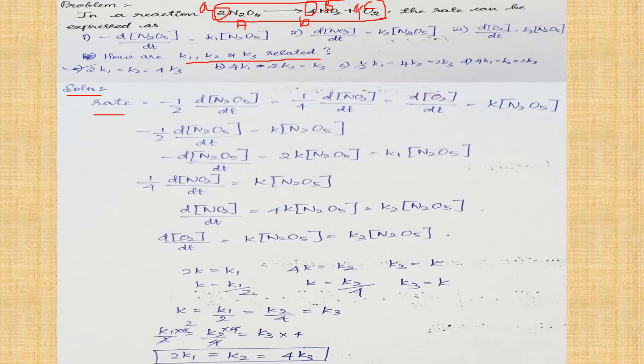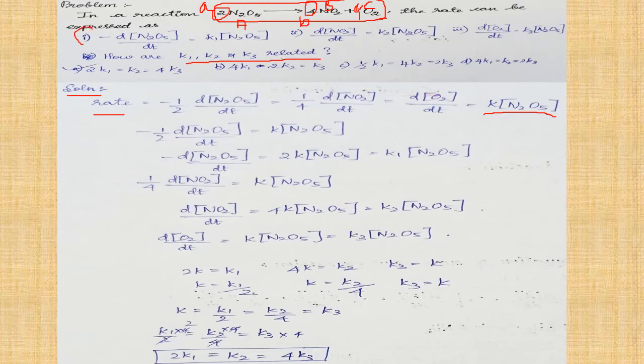We have to apply it in the equation. On the reactant side we have minus 1 by 2 dN2O5 by dt. On the product side we have 1 by 4 dNO2 by dt is equal to, in the place of oxygen we don't have any number, so dO2 by dt is equal to, we relate it by K N2O5.